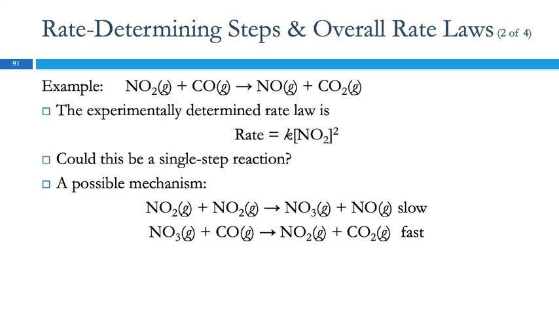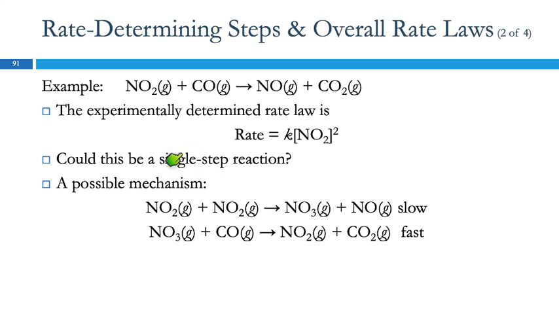So let's look at this example reaction, NO2 plus CO. The experimentally determined rate law is rate is equal to k times the NO2 concentration squared. So this is the rate law for this reaction. Notice that it does not match the coefficients, right? How do we get this from that equation? We don't. You have to do experiments. You have to change the concentration of the different things and see how the reaction rate changes, and then you can figure out what the rate law is.